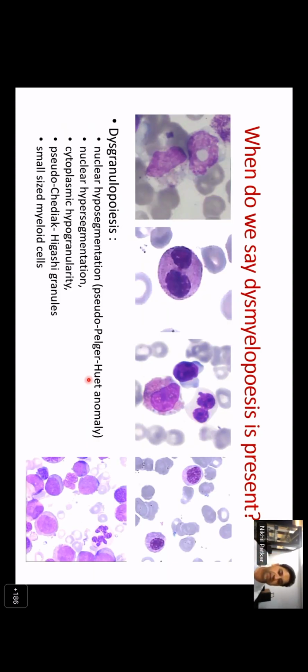When do we say dysmyelopoiesis is present? Dysmyelopoiesis or dysgranulopoiesis has features of nuclear hyposegmentation. So typical nuclei for a neutrophil are trilobed. So you can get cells which are bilobed like this, which is the pseudo-Pelger-Huët anomaly. So these are the pince-nez spectacles.